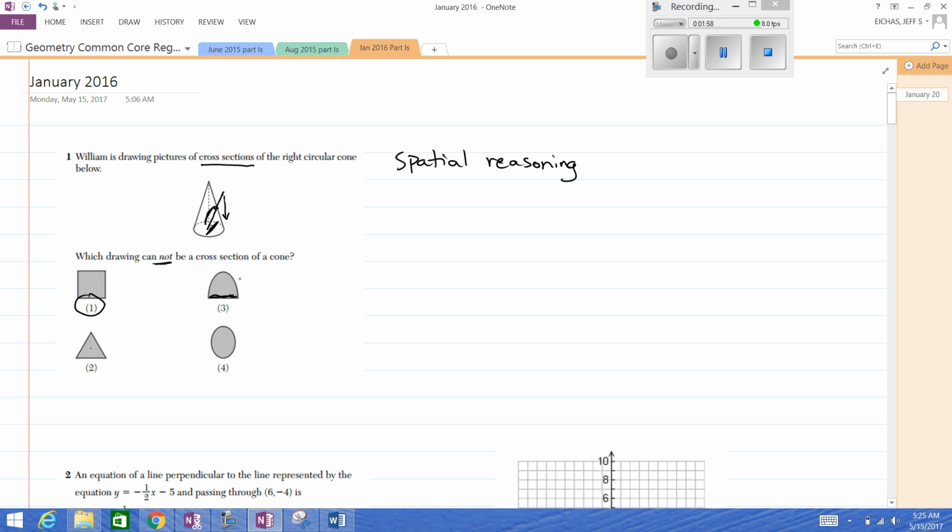And then this ellipse or oval shape, we're going to get that from slicing at an angle, kind of going through this way. You won't hit the base at all. So what that'll do is it'll give us an ellipse. So that's how we would do that. And again, it's spatial reasoning, trying to imagine what will happen.